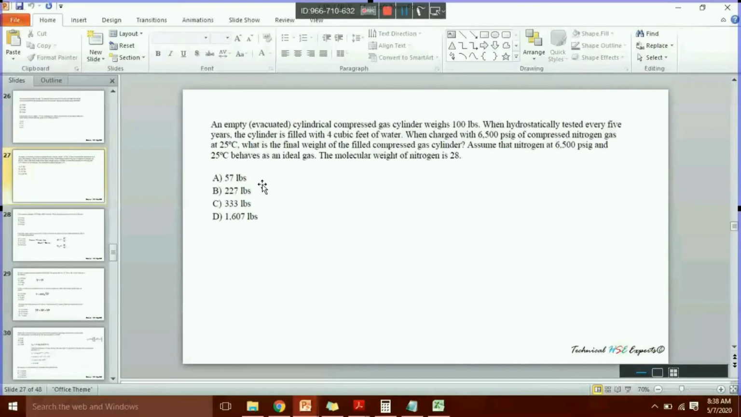Okay. While testing alone, your mass will be 127 pounds. If you substitute all these values inside the formula, you will end up with 127. So adding 100, which is the empty cylinder weight, you will end up with 227 pounds, which is option B. Is it clear?